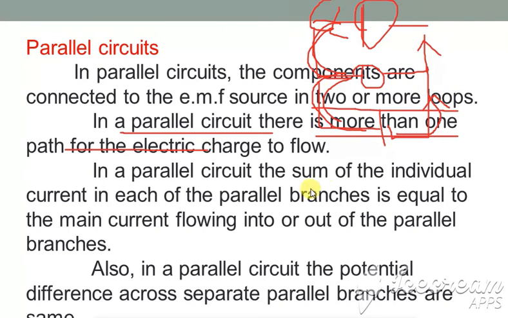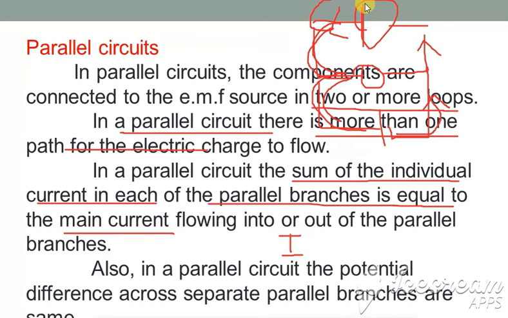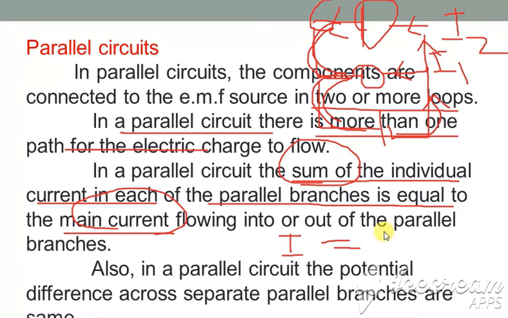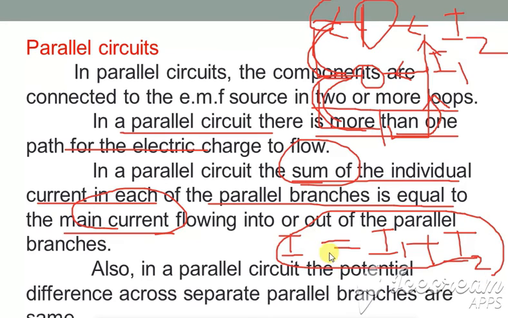So we can say that the sum of the individual currents in each parallel branch is equal to the main current. Suppose you consider the current through this to be I1, and the current through the next one to be I2. Then the total current, that is the main current, is equal to what? The sum of the individual currents. So we can write this as I1 plus I2. The total current is equal to the sum of the individual currents.